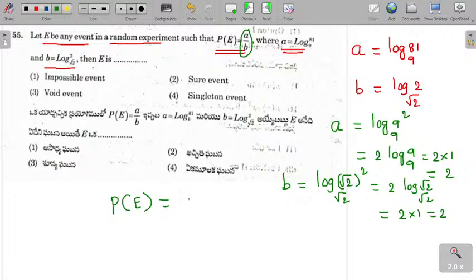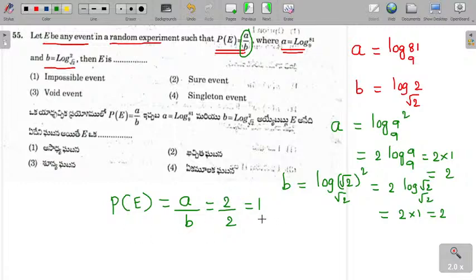A divided by B, or A upon B. A is 2, B is 2. You will be getting 1. Yes, probability is 1, and the probability of any event lies between 0 and 1. P of E may be 0 and P of E may be 1 also.